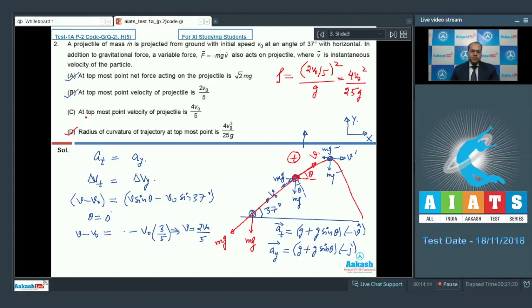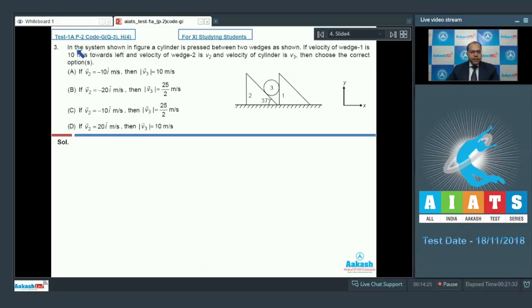Let's move to question number 3. In question number 3, in the system shown in figure, a cylinder is pressed between two wedges as shown. If velocity of wedge 1 is 10 meter per second towards left, velocity of wedge 2 is V2 and velocity of cylinder is V3, then choose the correct options. So it is given in the question.